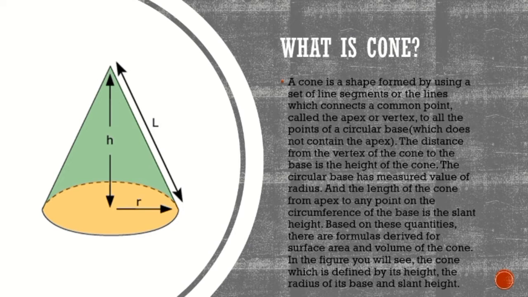Based on these quantities, there are formulas derived for surface area and volume of the cone. In the figure, you will see the cone which is defined by its height, the radius of its base, and the slant height.